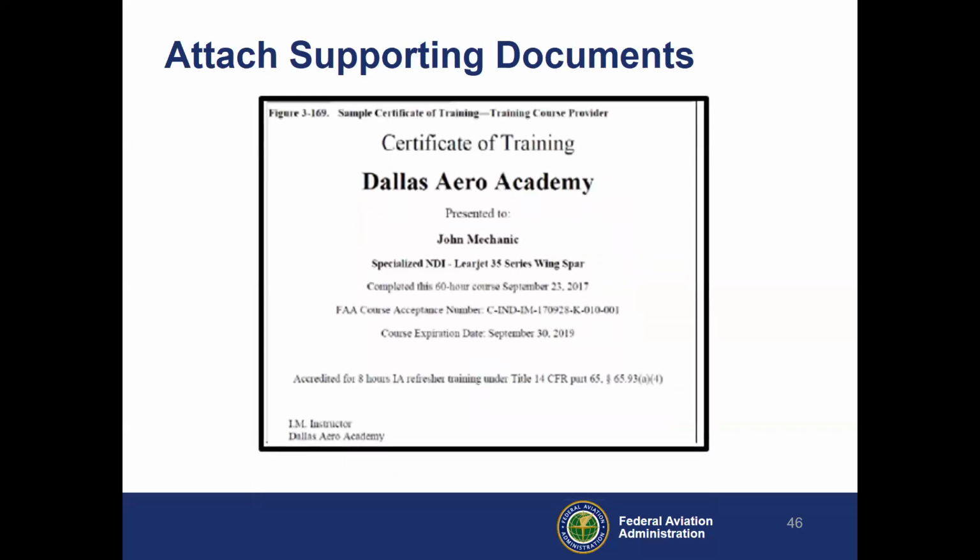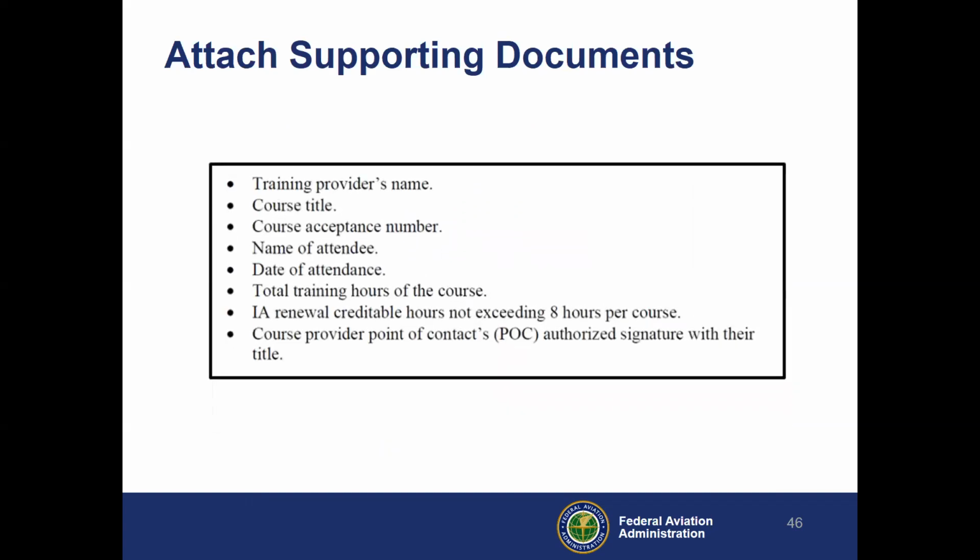Here's an example of a certificate that you might attach. And these are the things that are required on a certificate. Should have the training provider's name, the course title, course acceptance number, if there is one, your name, the date, the training hours of the course. It might be a 40-hour course, but only 8 hours are creditable for IA. And the course provider's point of contact and their signature and title.